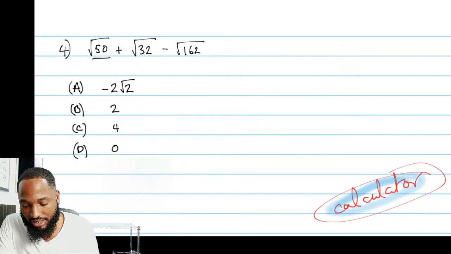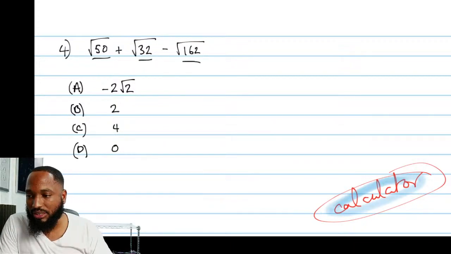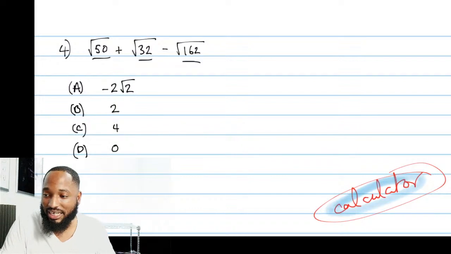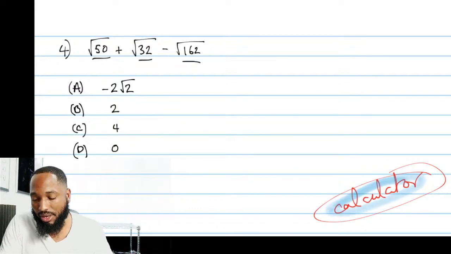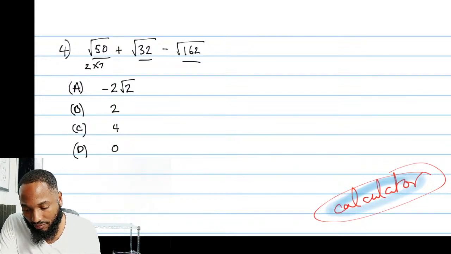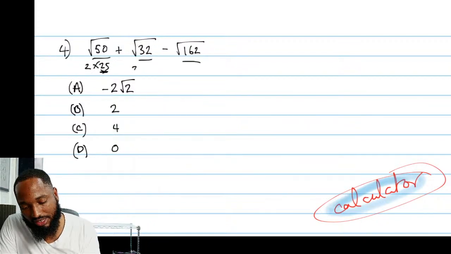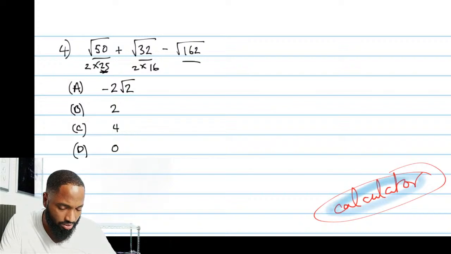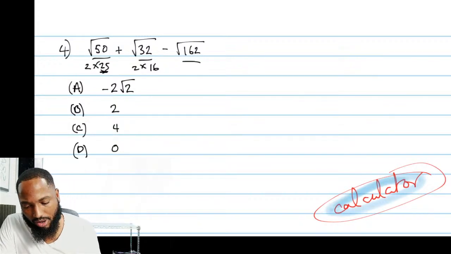what you look for is to break this down in the same format. Even then, I would tell the student to use the calculator to help them. I can see this is 2 times 25. This is a square. You're trying to find the squares in them. This is 2 times 16, and this is 2 times 81.